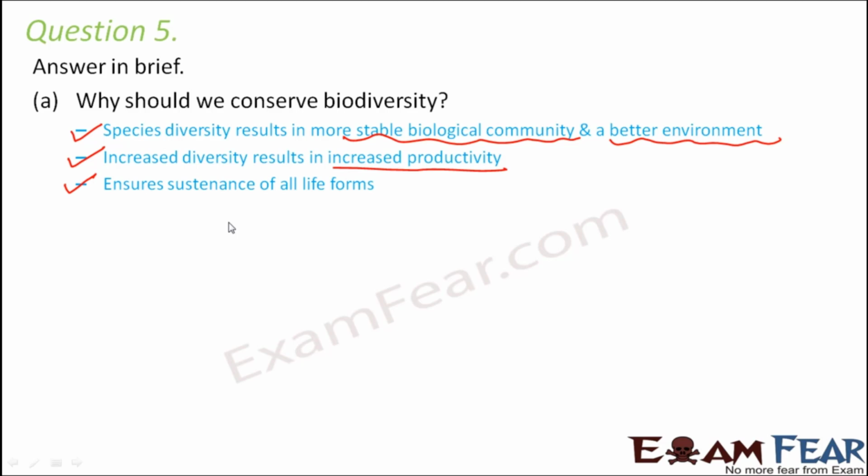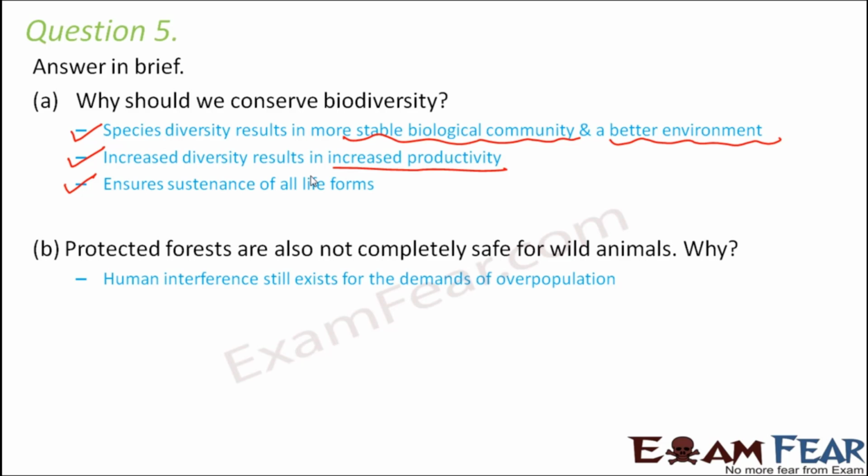Ensure sustenance of all life forms, because as we saw in the food chain, different organisms depend on other organisms for their food. So when you have more variety of organisms, your options for dependence also increase. So it helps in better sustenance of different life forms. Protected forests are also not completely safe for wild animals. Why?